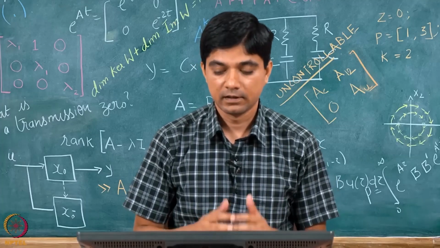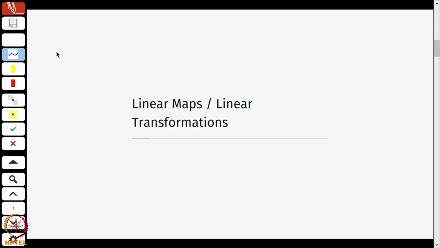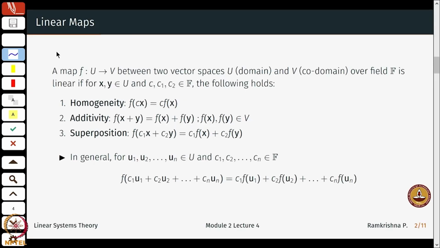Okay, in this lecture we will talk a bit about linear maps or linear transformations, essentially between two vector spaces. So, to begin with, let's start with a map. Say I have a space U, I have a space V, and there is a map F between the vector spaces U and V, and both could be defined over the same field. They need not be of the same dimensions and so on.